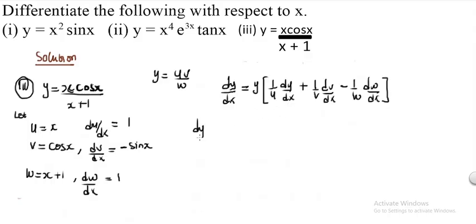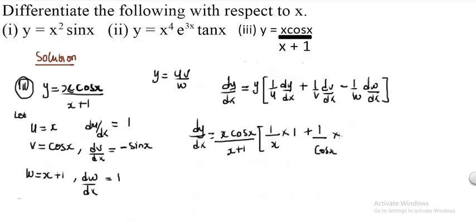So that dy over dx is equal to, now the y value is x cos x over x plus 1, open bracket. Here you have 1 over u, so 1 over u is simply 1 over x times du dx is 1, so this is 1, plus 1 over v. 1 over v is 1 over cos x times dv dx is minus sine x, so this is minus sine x, minus 1 over w is 1 over x plus 1 times dw dx is 1.